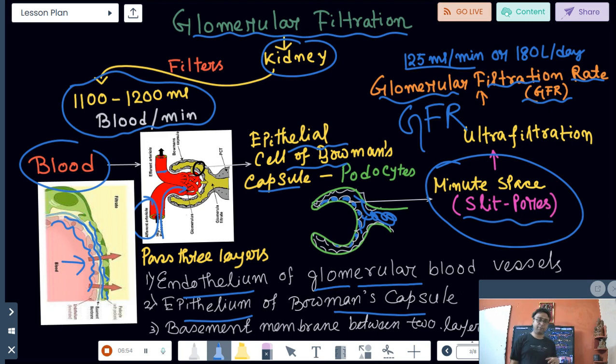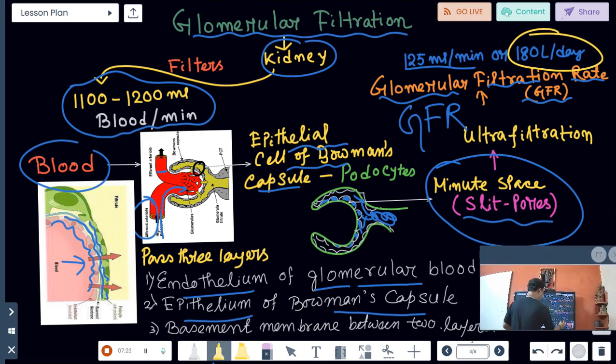If you calculate this per day, it is 180 liters per day. This is the GFR rate. So this is the first step of urine formation, that is the glomerular filtration. Now you go to the second step.